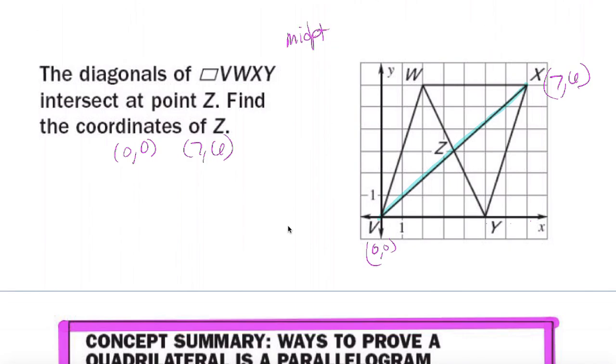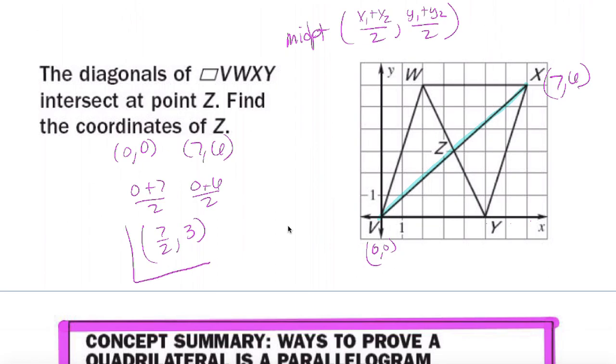So if they bisect each other, then Z is the midpoint. The midpoint formula is to add your X's and divide by 2. That gives you your X coordinate. And add your Y's and divide by 2 to get your Y coordinate. It's just the average X and the average Y. So adding together, dividing by 2. The X value, we're going to leave as 7 over 2. The Y value, 6 divided by 2, would be 3. This is the coordinate for point Z.